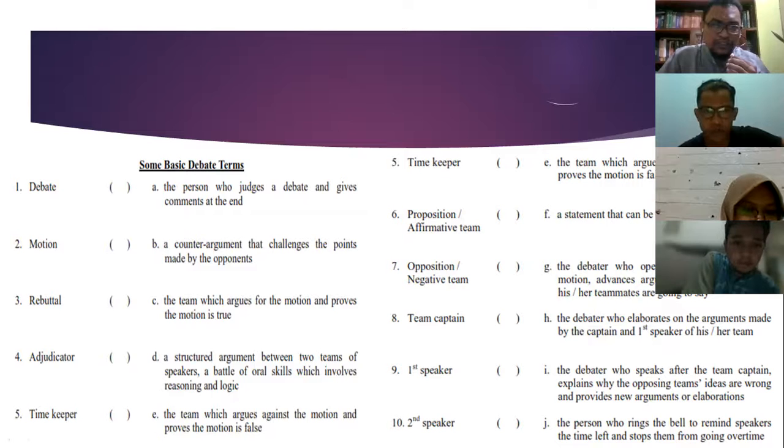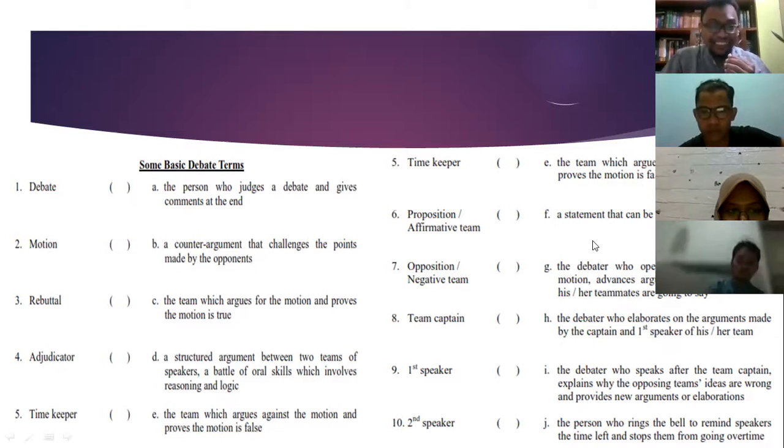Motion. Statement. Yes, it's a statement that can be agreed or disagreed with, okay? It's F over here, all right.